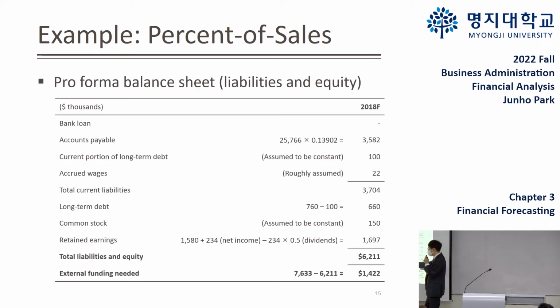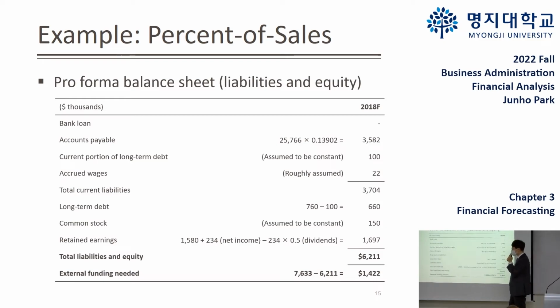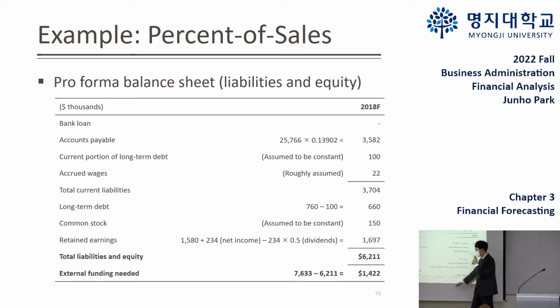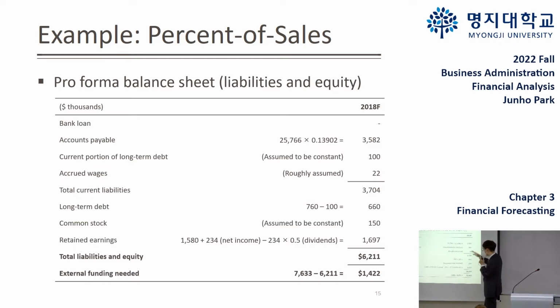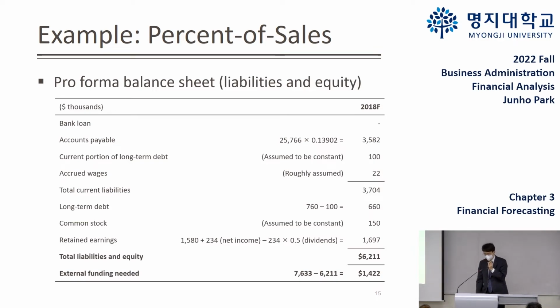And you start from 1,580 and you obtain 234 as a net income, and then you pay half of the money to your shareholders as dividends. Then you get a retained earnings of 1,697. And therefore, if you add them up, then you get total liabilities and equity 6,211. But here comes the problem.